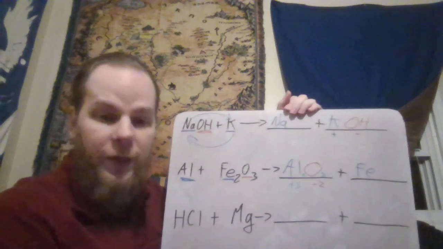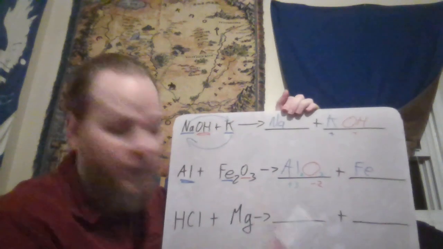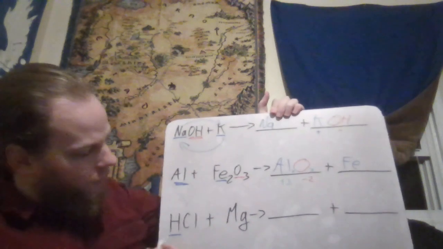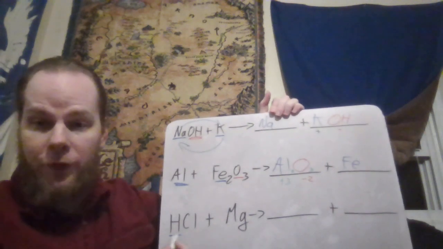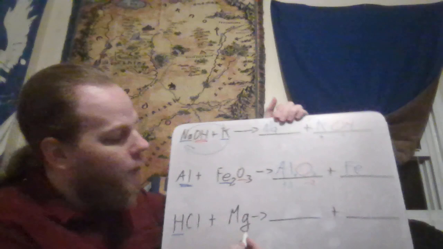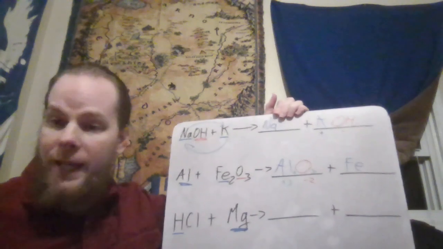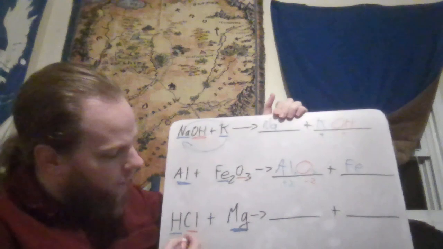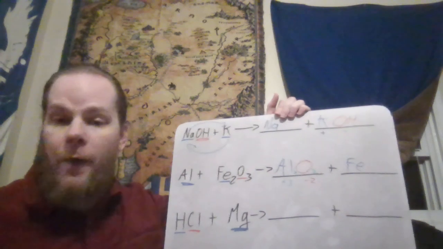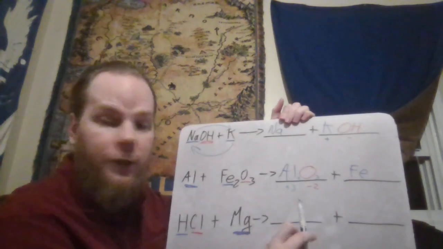Okay, so obviously cation replacement still, but we can tell that because this is obviously the first thing in the compound, so it's a cation. Magnesium is a metal, so it is also a cation. So the chloride here has to be our anion. So we're going to move the cation over.